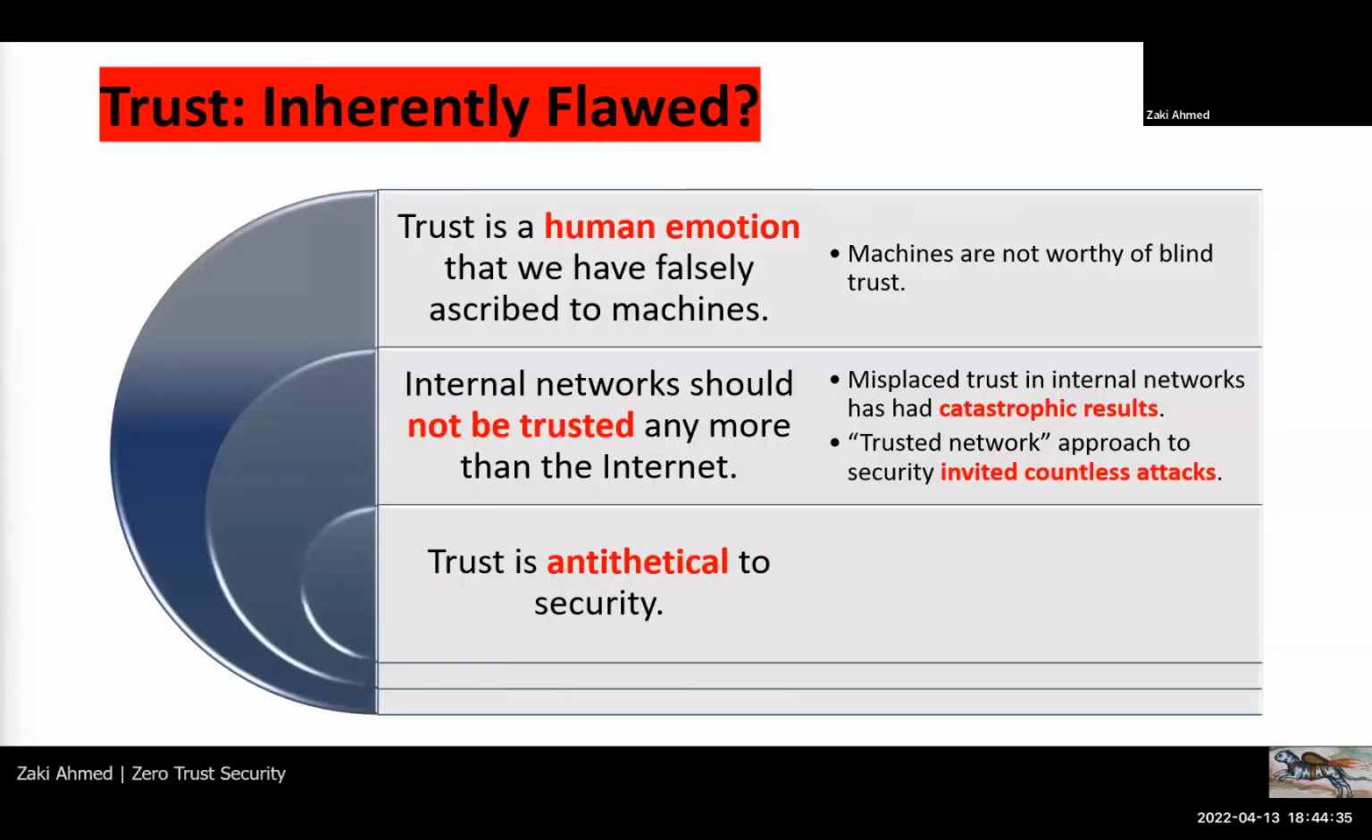Trust. Trust is basically a human emotion, and machines don't have emotions, so machines are not worthy of blind trust. And similarly, internal networks should not be trusted any more than the internet, because misplaced trust has catastrophic results and it invites countless attacks.